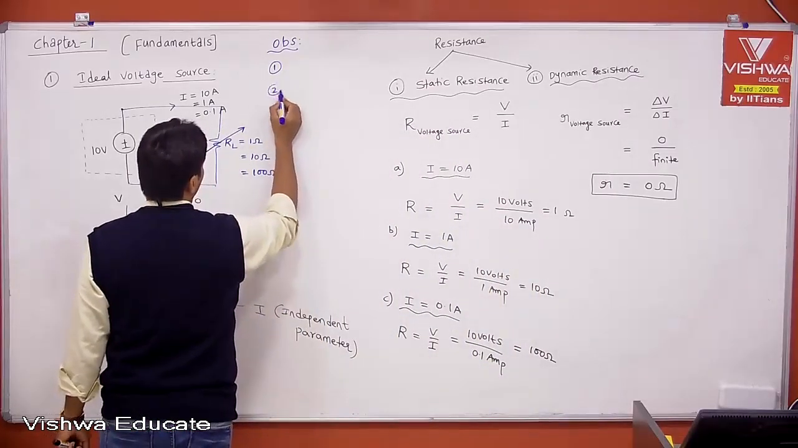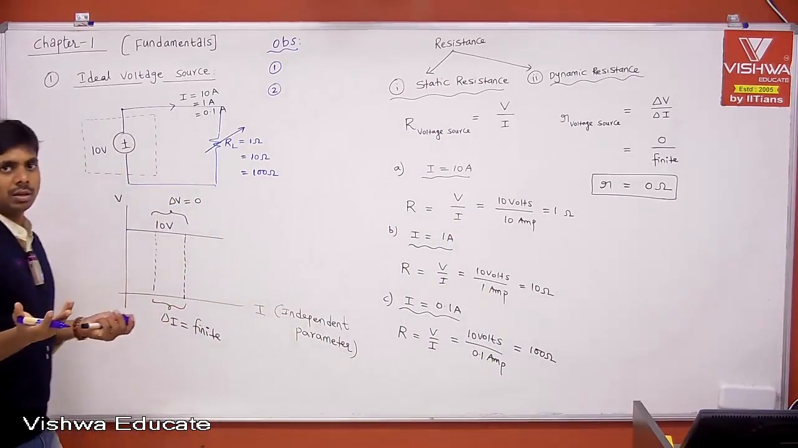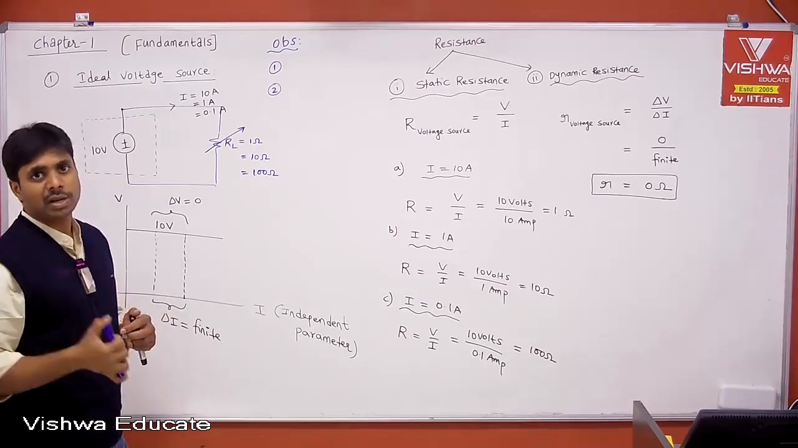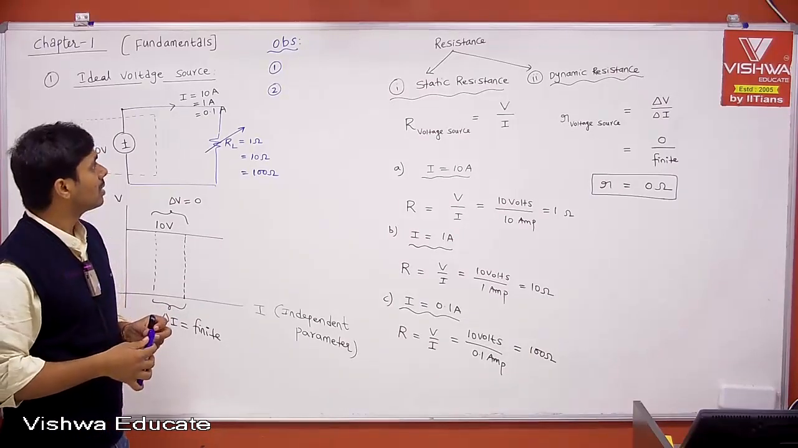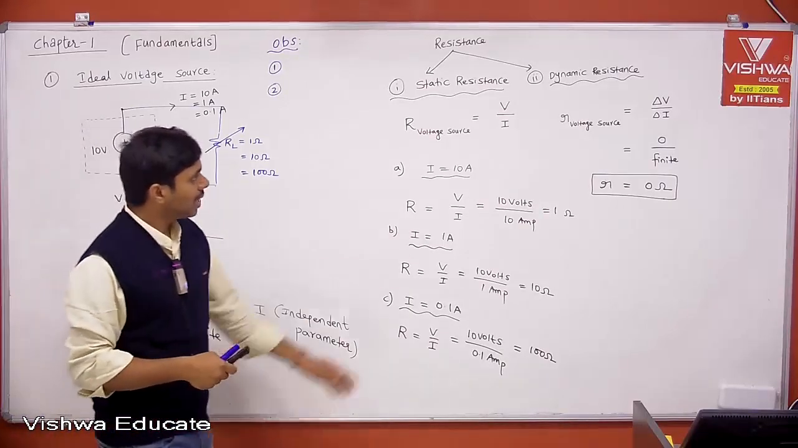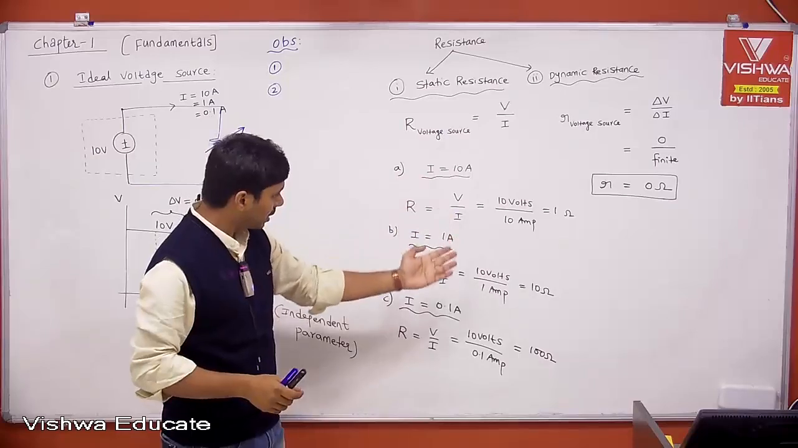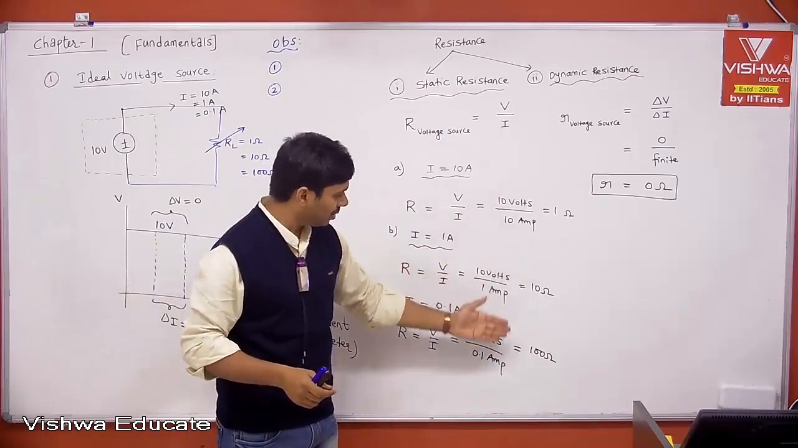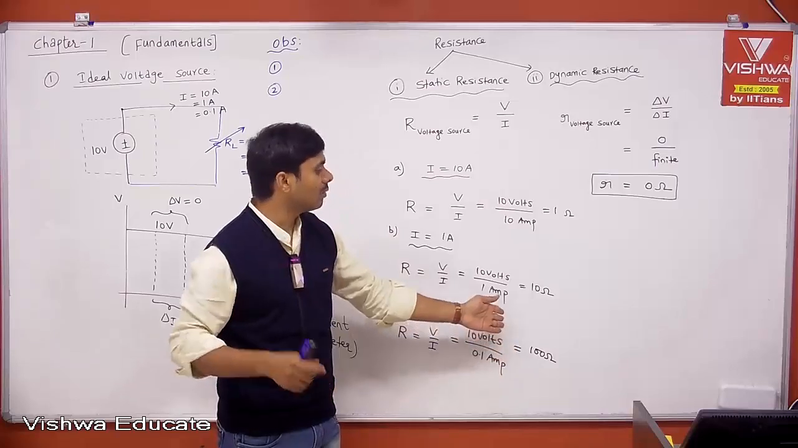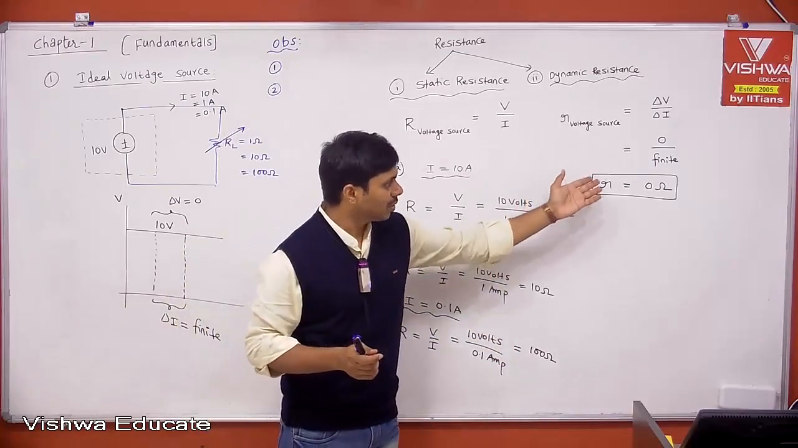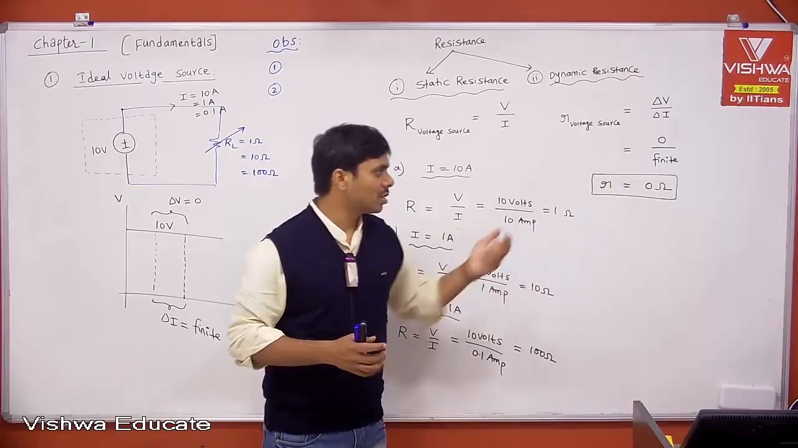Second observation. Remember, you can have your own observations, but I'm just taking two important observations which I need to explain the conclusion. Second observation: can I say the dynamic resistance is not equal to static resistance? Because for static resistance we are getting different values, and basically this is not the resistance of your voltage source, that is the resistance of the load. And if you take dynamic resistance, we got 0 ohm, right? Therefore, what is the observation?